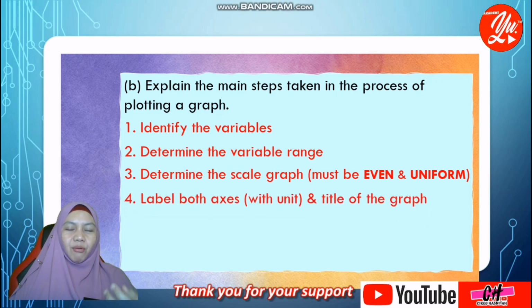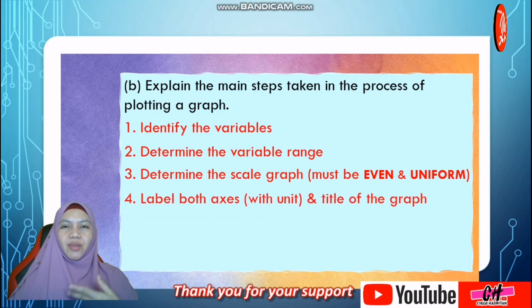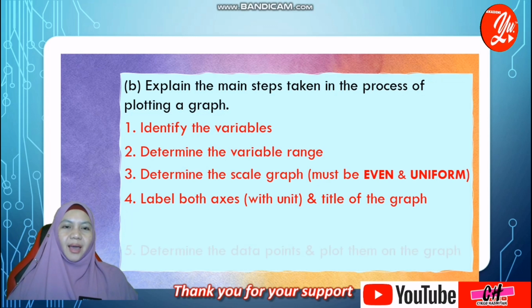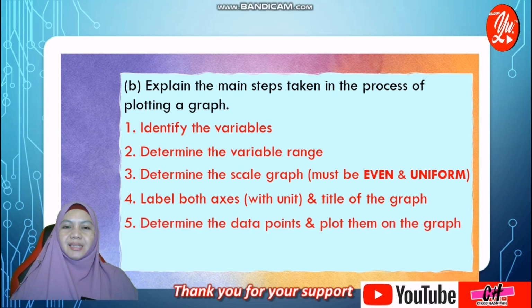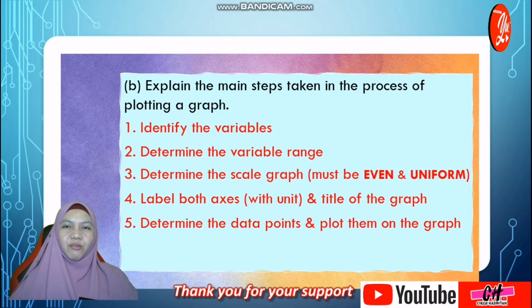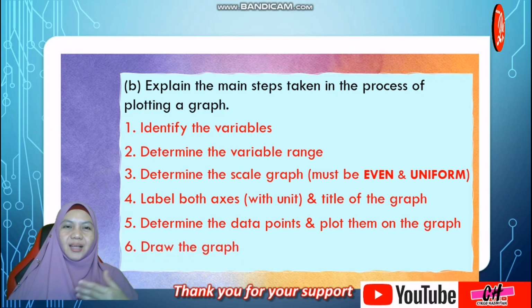And then number 4, you have to label both axes, x and y, with the quantity together with the corresponding units, and also give a title to the graph. For example, graph of y against x, or graph of force against extension of spring. And number 5, determine the data points and plot them on the graph. So you have to plot exactly at the correct place for each reading. And finally, draw your graph.